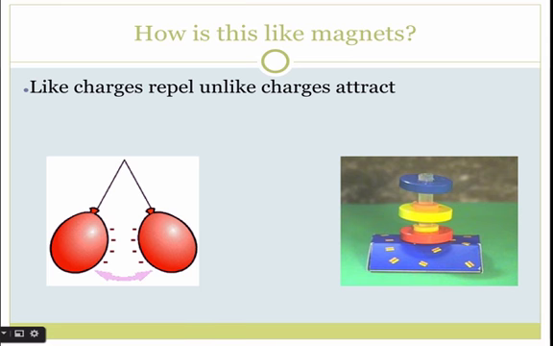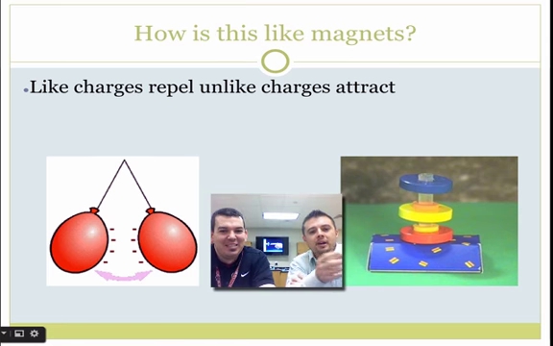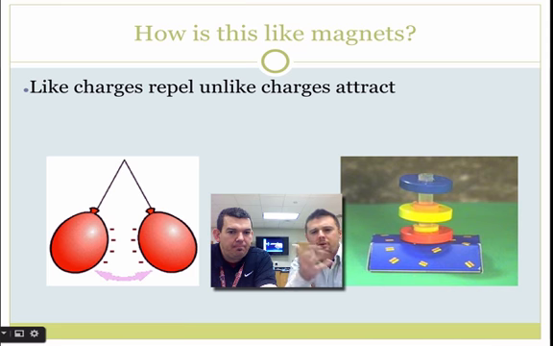Oh, geez. All right, so this is a lot like magnets because like charges repel and unlike charges attract. Just like the magnets you see over there on the right side or the left side, depending upon which side you're looking at, you can see how those magnets seem as though they're floating on air. Well, they're not actually floating on air. They're actually using the property of the magnetic field to repel one another.